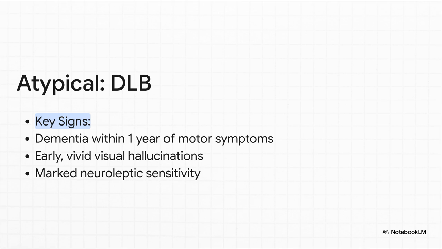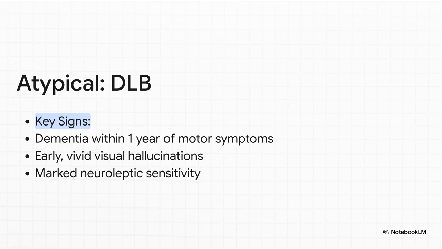Next is dementia with Lewy bodies, or DLB. Pathologically, it's a very close cousin to Parkinson's. It's also a synucleinopathy. But the defining red flag here is all about timing. In DLB, significant dementia happens right up front, within the first year that the motor symptoms appear. These patients also tend to have early, very vivid, and well-formed visual hallucinations, and they can be extremely sensitive to certain antipsychotic medications.